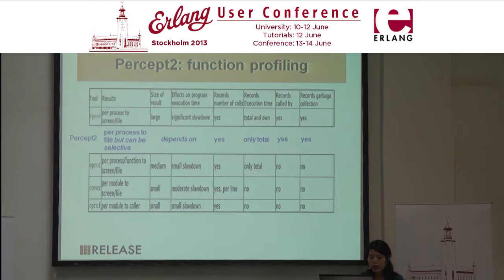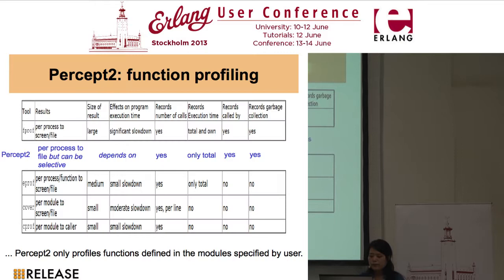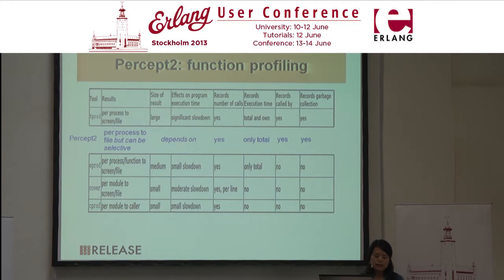The main difference between Percept2's function profiling and fprof is that Percept2 doesn't calculate each function's own execution time. You can only do this if you profile every function call, both within the application and in your libraries. But Percept2 allows you to specify which modules you want to profile, so you only profile functions defined in those modules. It doesn't give you complete information about the time spent on every function in the run, which is why we don't calculate the own execution time. But in a way, it's much quicker. It creates less overhead, but it's quick and it still gives you quite useful information.